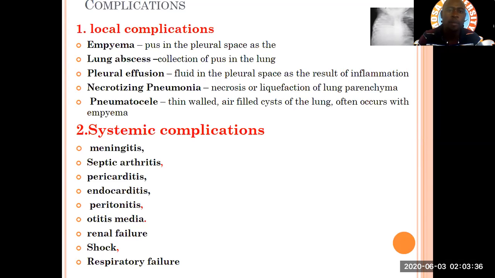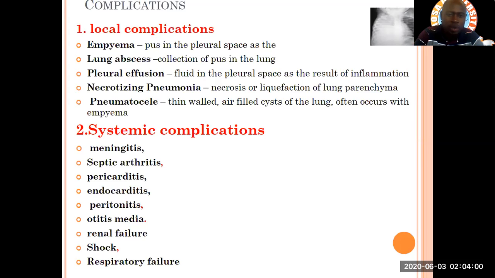Also, there will be empyema. So empyema, most often you find that this is found in the pleural spaces. So you can differentiate empyema from lung abscess. The pus that is found in the pleural spaces is what makes us call it empyema. And when the pus is collected in the lungs, this is what we say is a lung abscess.